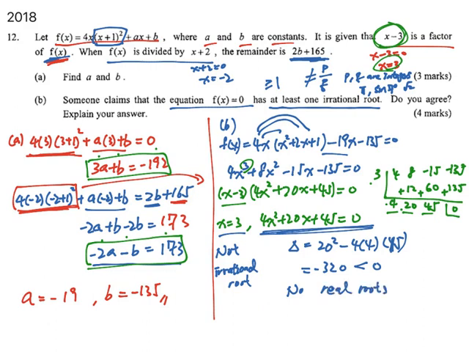So you can see one with not irrational roots, one with no real root. So that means it is not at least one irrational. No irrational root. So we can conclude the claim is wrong.